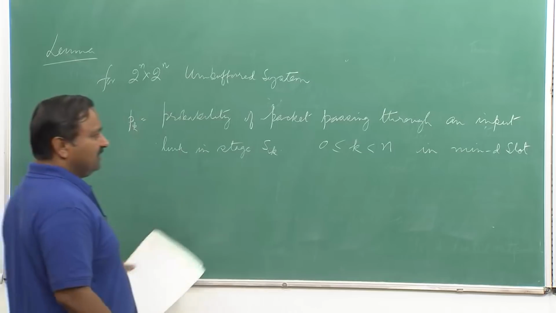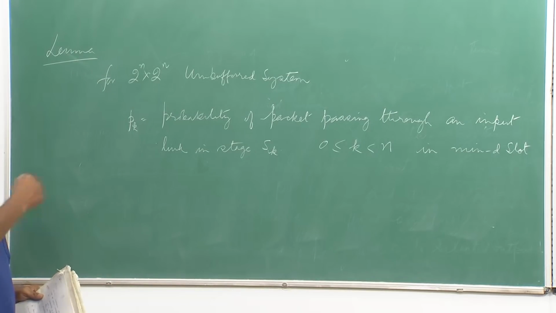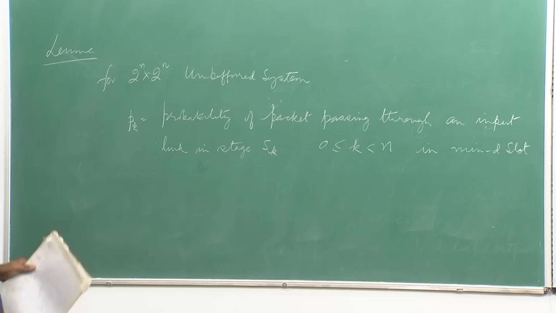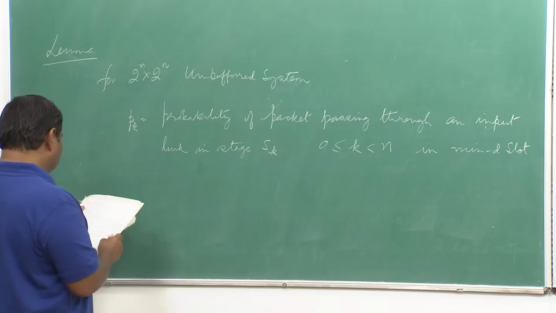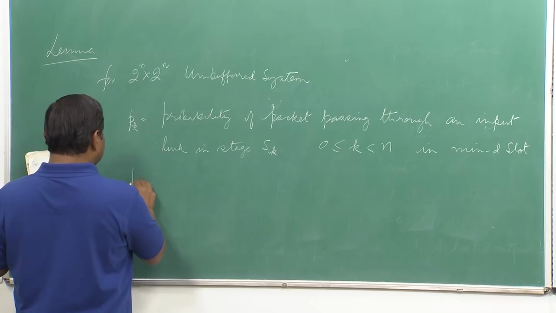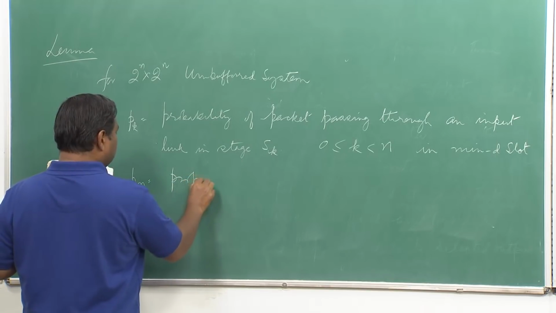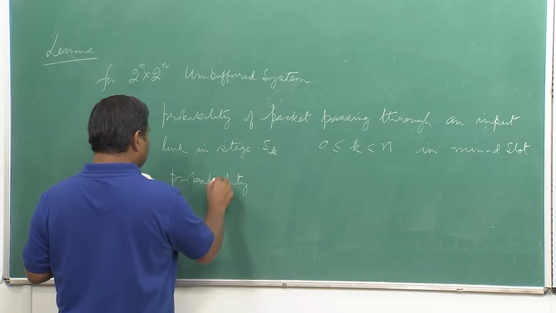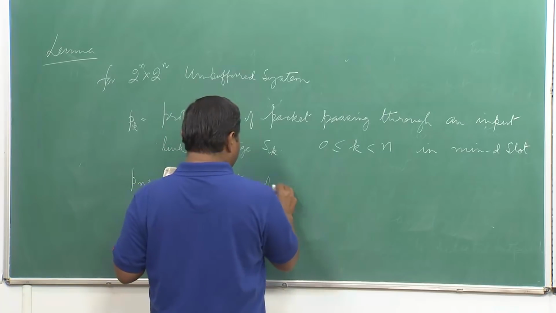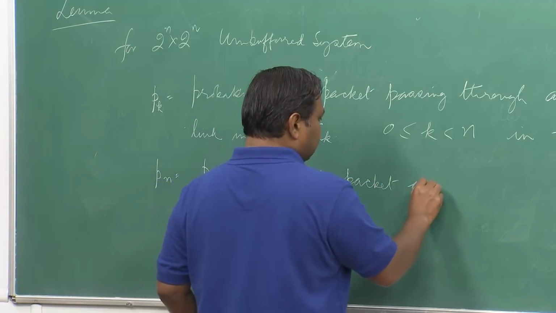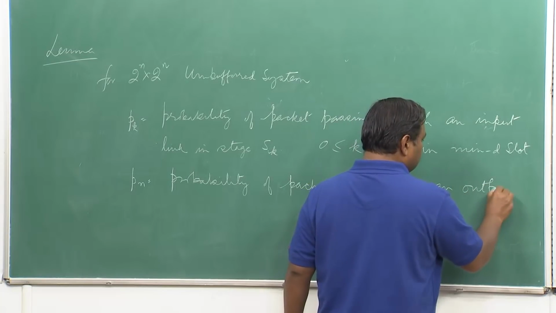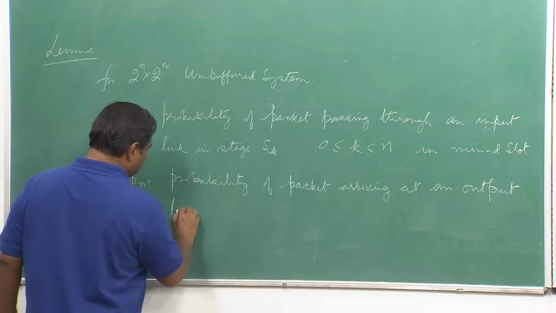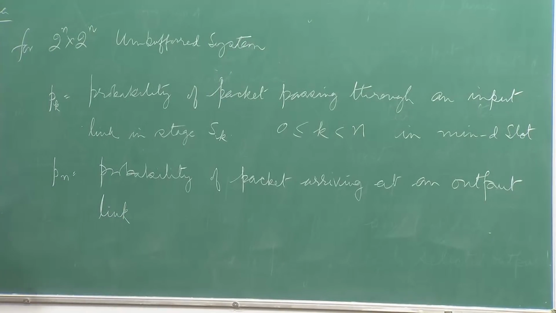I have explained why Mindy slots will be required, because at every intermediate stage in a delta system the packet has to be held for a small time and then transferred immediately. So in fact there is technically no buffering. If there is a conflict, you simply drop the packet, and let the earlier packets keep on coming in. That is the unbuffered system, and Pn is the probability of a packet arriving at an output link.